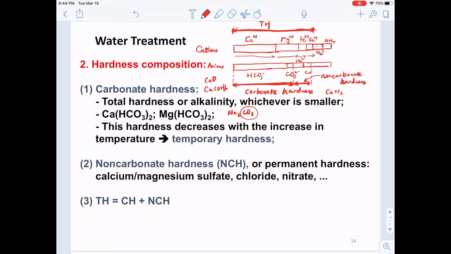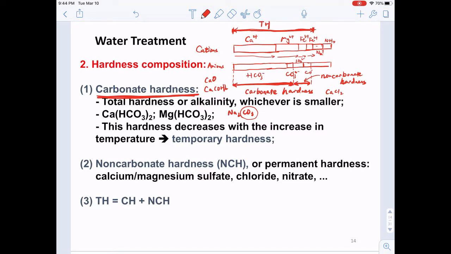So you can see that basically this total hardness, and this carbonate hardness, if we really want to calculate the concentration of the carbonate hardness, it is actually based on the relative relationship between the total hardness and the alkalinity.